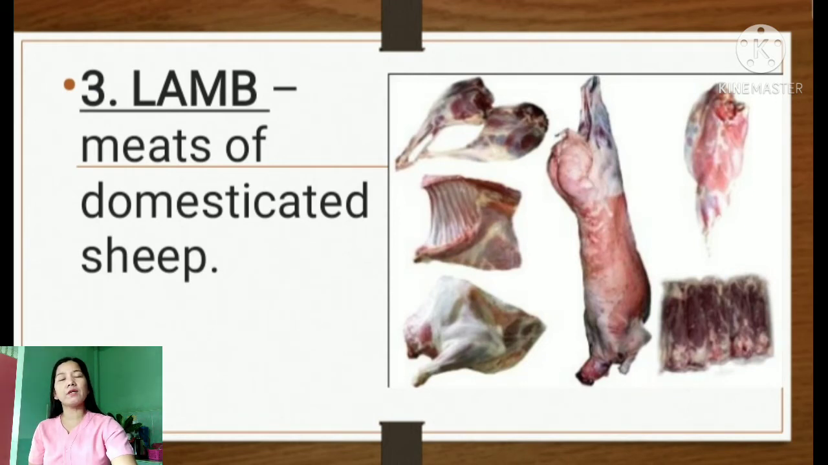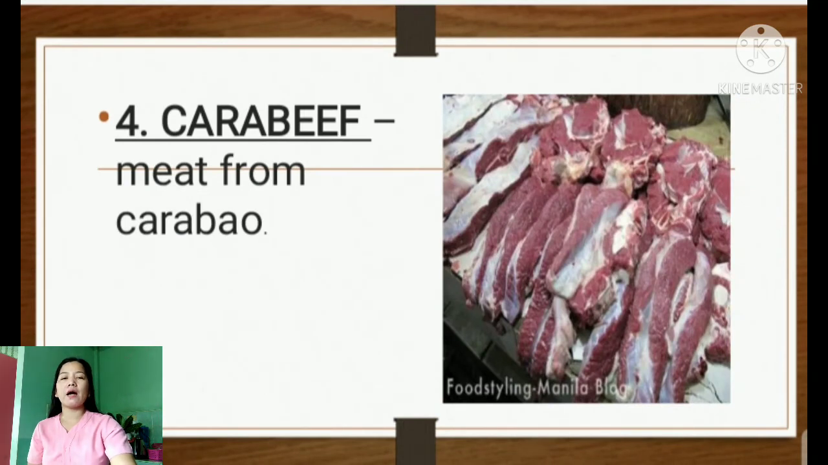Number 4, you have the carabeef. Carabeef is meat from kalabaw. So, hindi sa lahat ng lugar ay kinakain ang karneng kalabaw. So, may mga lugar sa Pilipinas hindi kumakain ng karneng kalabaw. Pero sa Infanta, dito sa atin, kinakain ang karneng kalabaw.